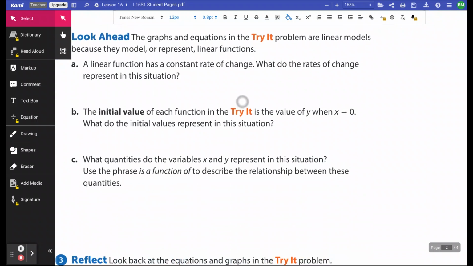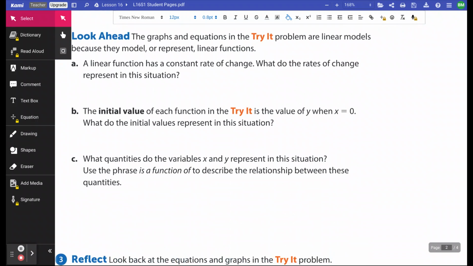Okay, in the look ahead, we're talking about the graphs and equations back in the try it problem. Those are linear models because they model or represent linear functions. In part A, a linear function has a constant rate of change. We talked about that in class. That's what makes it linear. What do the rates of change represent in this situation, in the try it problem, in the pizza problem?